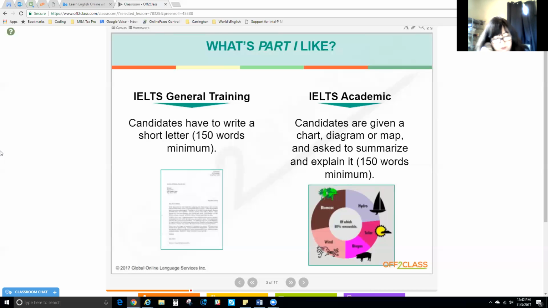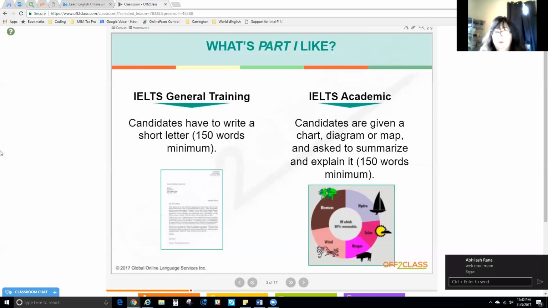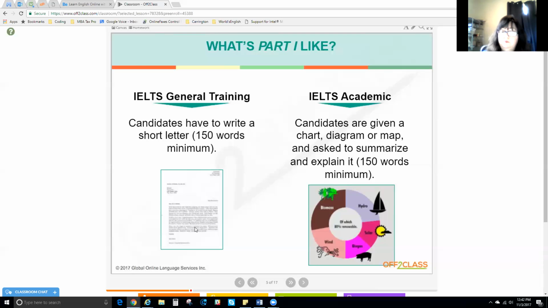So your best bet would be to confirm with the person you're providing the results to which exam you should take. Most likely you know, but it's possible if you're getting a job as a researcher or a professor, it might be requested that you take the academic version. So it's important to find out which one you need. Okay, so anyway, back to the parts.